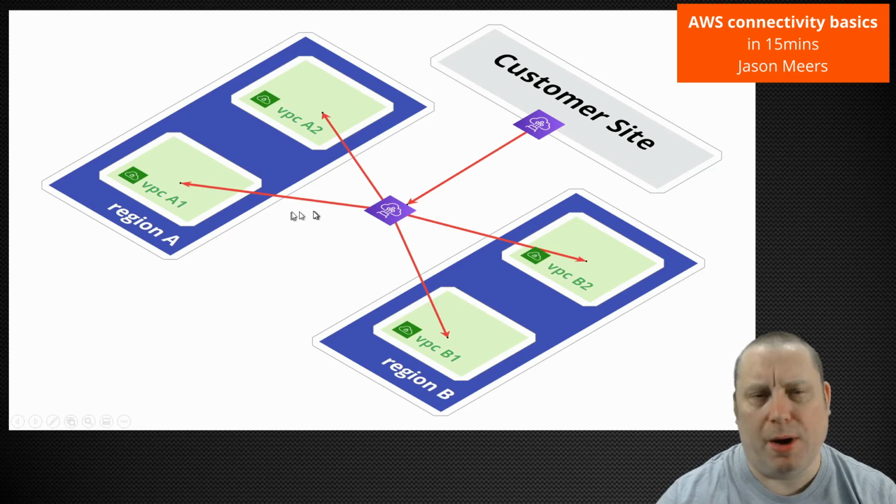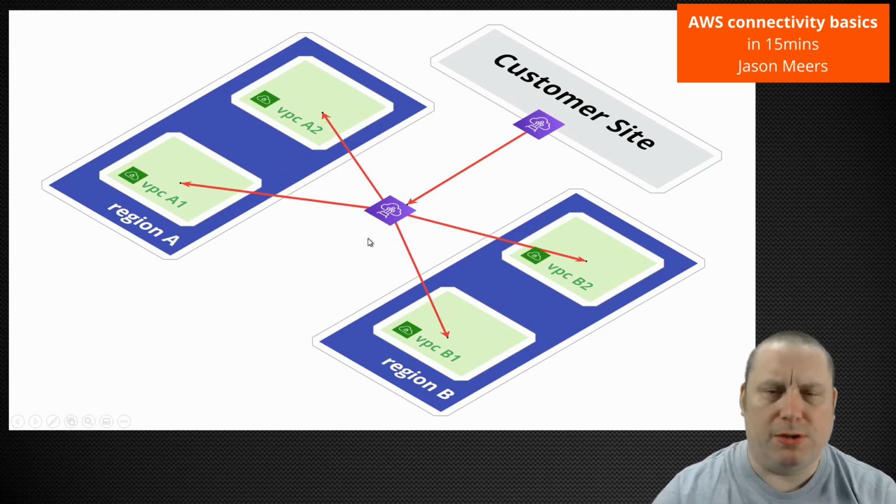So if you think about a bicycle wheel with a hub in the middle and spokes coming out from that, that's what we mean when we say hub and spoke. But it aggregates or pulls together all of these connections into one thing. So a direct connect gateway is a good way of simplifying the connections between a customer site and various VPCs.